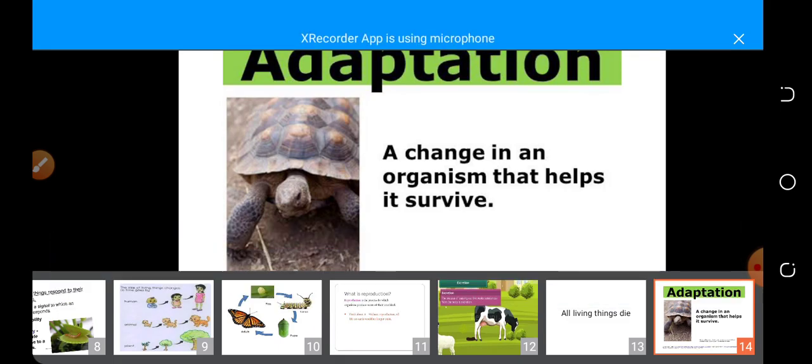Okay. So we talked about growth. We say all living things grow. We talked about excretion. We say all living things pass out waste. We talked about reproduction. We say living things produce their likes. And we talked about death. All living things die. Adaptation. Living things are able to adapt to their environment. That is the end of the lesson. Thank you.